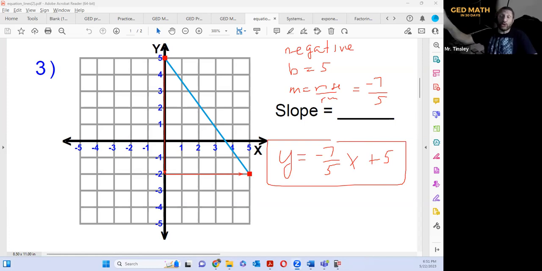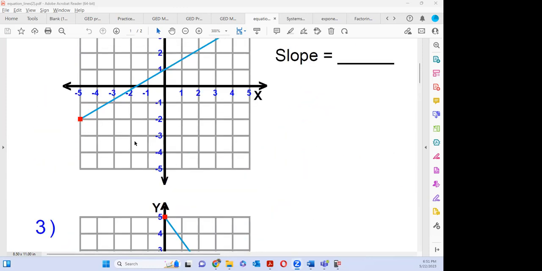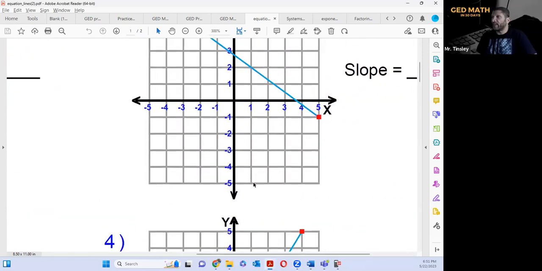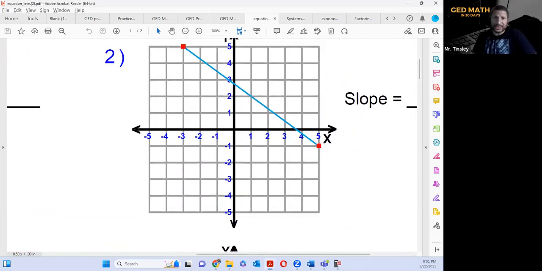Now, what they're going to do is give you 4 graphs, and you've got to identify that graph. Well, what happens if you can't tell what the y-intercept is? For example, this line crosses the y-axis here. What is that? I don't know what that is.